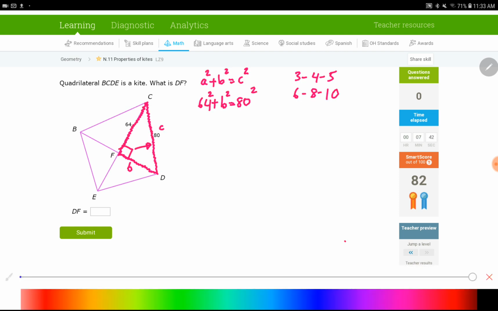So if I multiply each one of these numbers by 8, 10 becomes 80, 8 becomes 64, and 6 becomes 48. And then I have 64 over here, 80 over here, and that side must be 48. So my answer is going to be 48. You can go ahead and test it out. Square that 64 and 80, subtract them, and then square root the number. You should end up with 48.